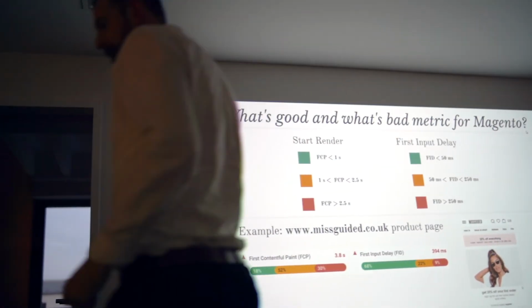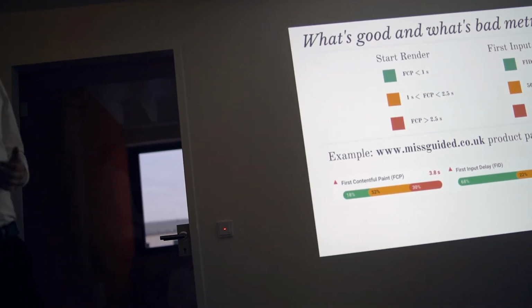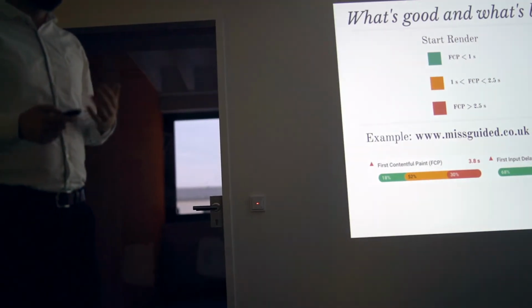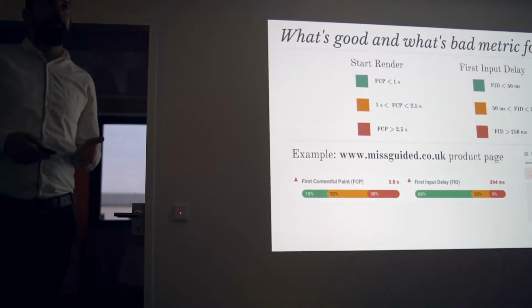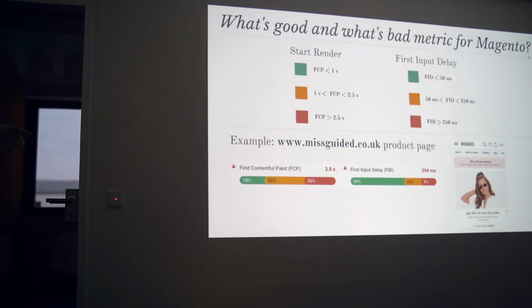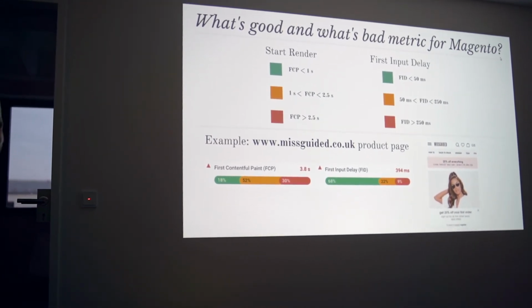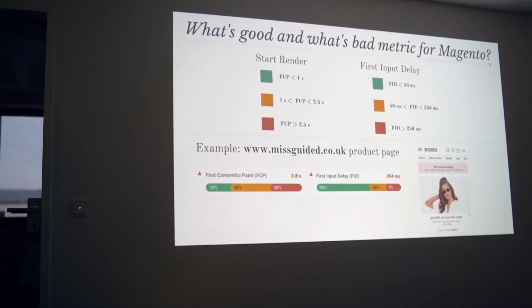Well, how do we know what's good and what's bad performance? Google engineers came up with some estimation about this, and they say that if the user sees content below 1 second, this is considered fast. And if the first input delay of a user is below 50 milliseconds, this is also considered a fast experience.